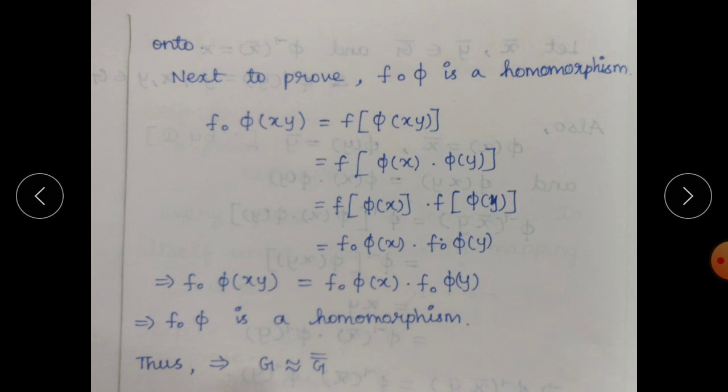The only thing is we have to show that F composite phi is a homomorphism. So F composite phi of xy is equal to F composite phi of x into F composite phi of y. So this will imply F composite phi is a homomorphism, which shows that G is isomorphic to G double bar. So the equivalence relation is satisfied.